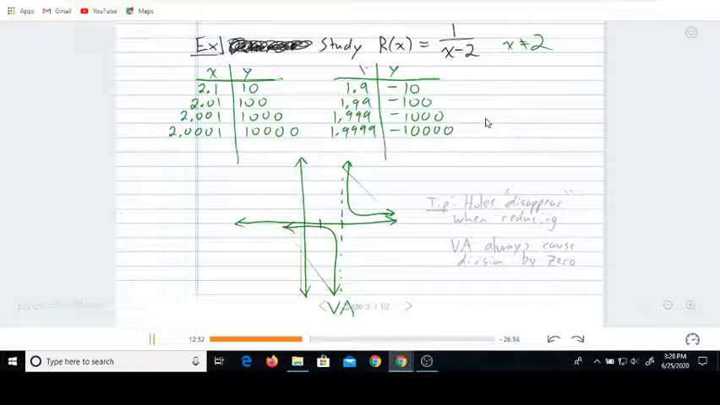So, nice little tip. Holes seem to disappear when reducing, right? That's why you don't see a very big difference in the graph when those values cancel out. It's just a little tiny hole. Whereas vertical asymptotes always cause division by 0, both in the original function and in the simplified or reduced function. So let's go ahead and do a few examples demonstrating this.